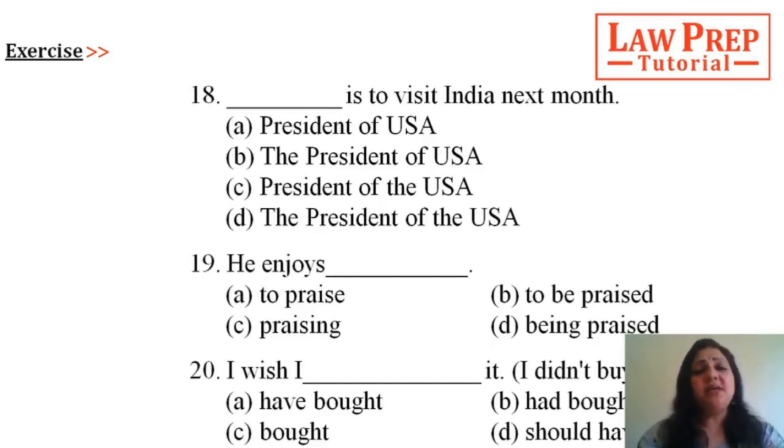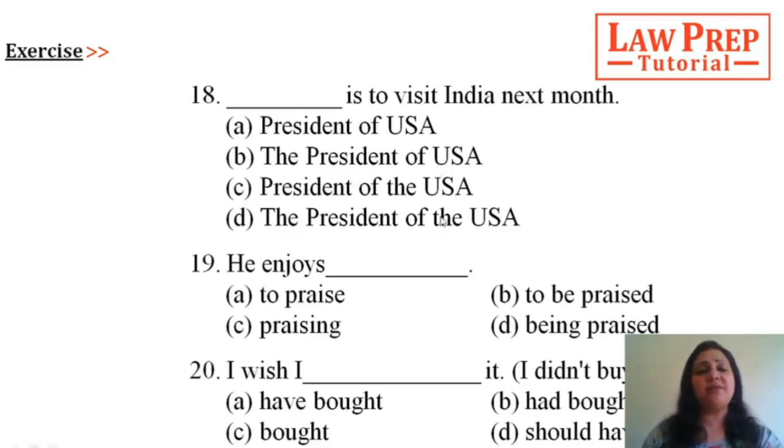Question number 18. Dash is to visit India next month. Now, president is a higher post, so you would have the president. So first thing you would eliminate is choice A and C. Which choices you would eliminate? A choice and C choice. Now you're left with B and D choice, right?